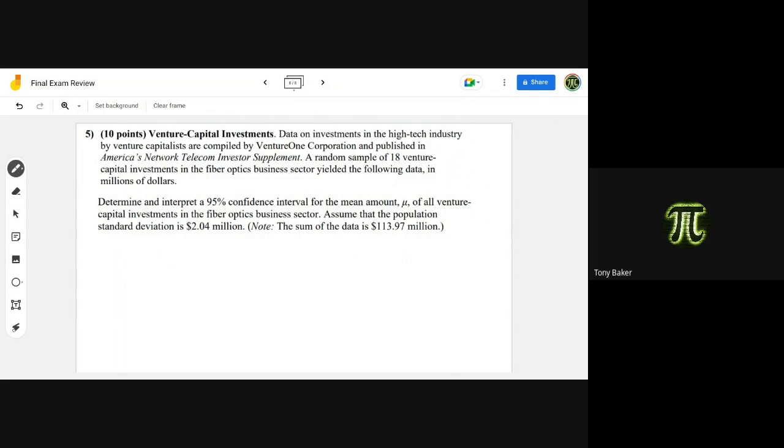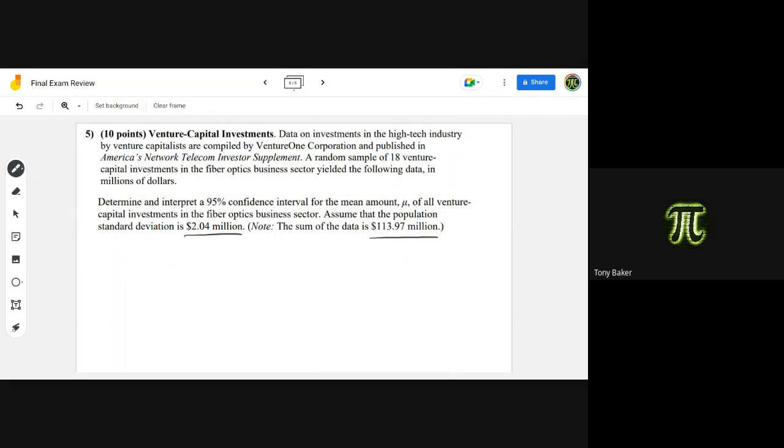Process-wise, most people did very well, but it was a matter of that error when you were trying to figure out which direction you were going. All right, so in this case, we're determining a 95% confidence interval for the mean of venture capital fiber optic businesses. So they gave me the standard deviation and they gave me the sum of the data. So they didn't give me the mean, but they gave me the sum.